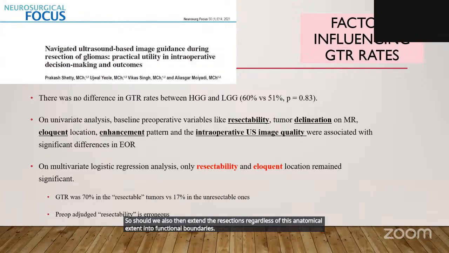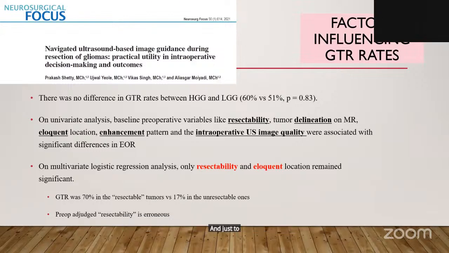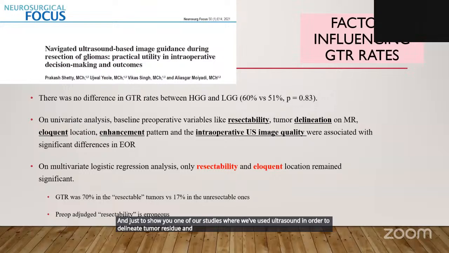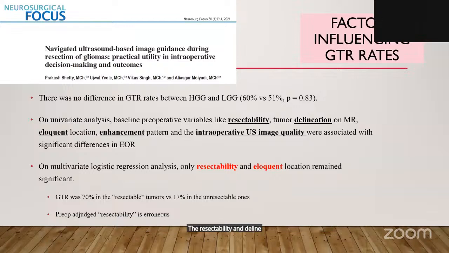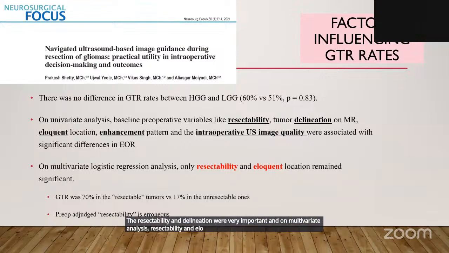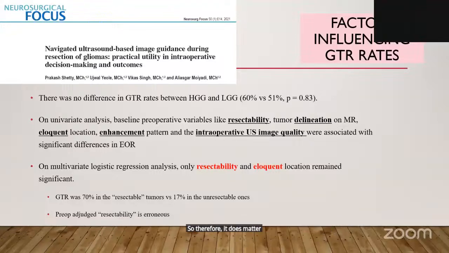And just to show you one of our studies where we've used ultrasound in order to delineate tumor residue and assess factors which influence gross total resection rates. The resectability and delineation were very important, and on multivariate analysis, resectability and eloquent location were the two primary determinants of a gross total resection. So therefore, it does matter whether it looks resectable or not. But I want you to focus on this number here.